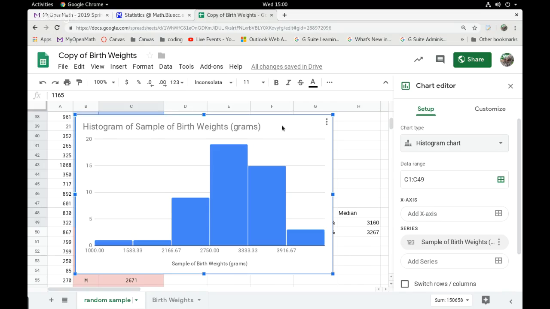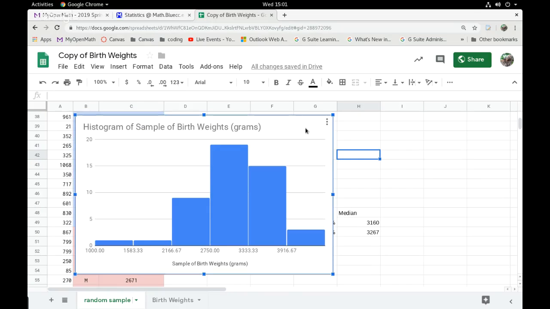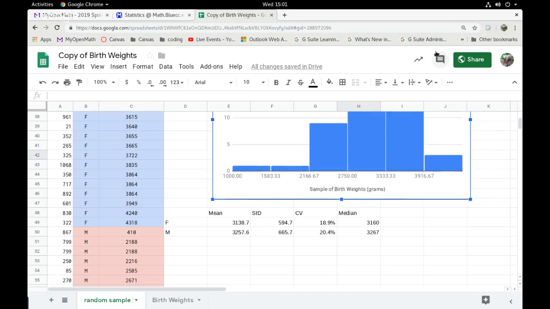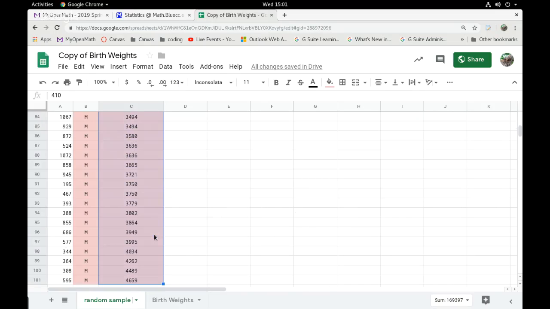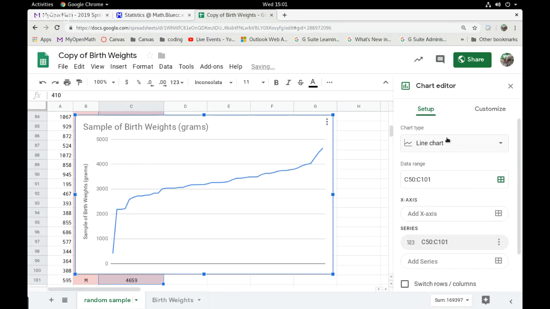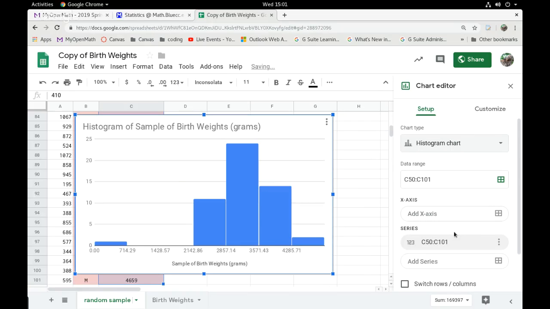And let's try moving that out of the way. Put that right here, and let's do one for the males. Chart. Histogram. Yeah, definitely a skew left. Yeah, so the whole population has a skew left. The males have a skew left, the females have a skew left.